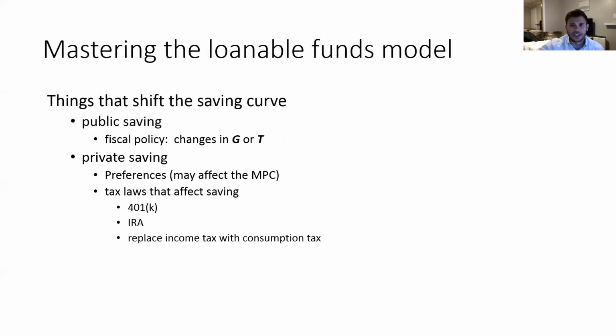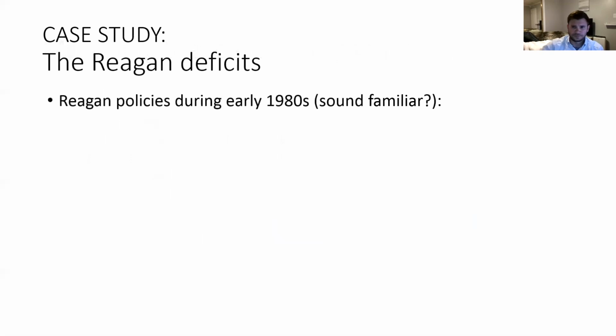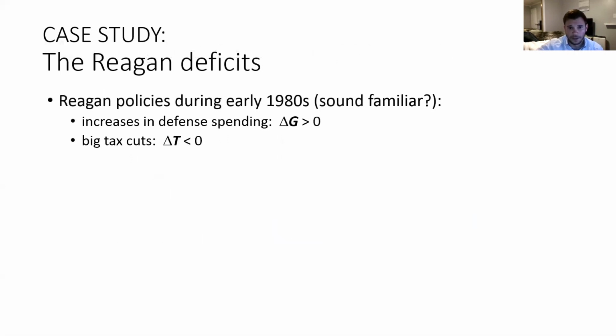We're going to look at as a case study very quickly the Reagan deficits. And during the 1980s, Reagan infamously was known for increasing defense spending dramatically, and at the same time offering a gigantic tax cut. And maybe that sounds familiar to you, maybe it doesn't.